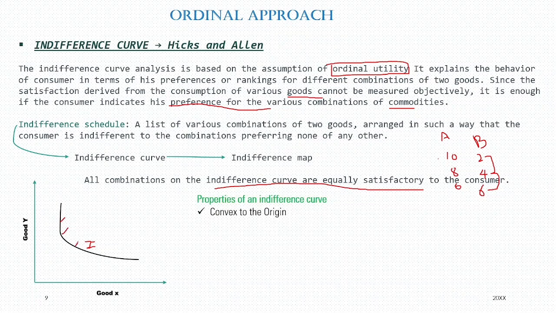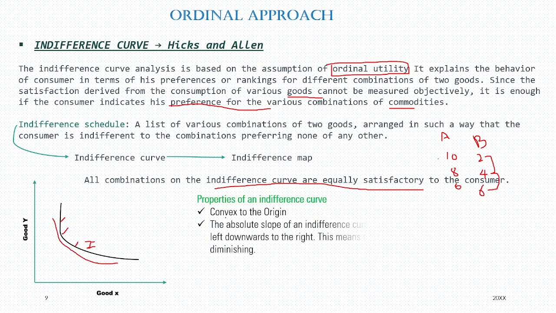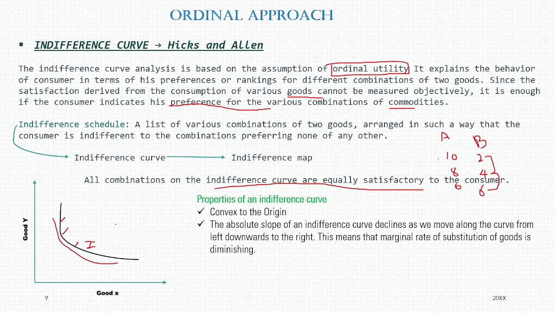First one is that the indifference curve is convex to the origin. This is very important. As we can see, it is convex to the origin. Then the slope of the indifference curve is declining as we move along the curve from left downwards. This is because the marginal rate of substitution of goods is diminishing. So what is the marginal rate of substitution? MRS, we can say, is the exchangeability between the two goods preferred. We will study it in the next slide, but for now, remember that the slope is declining.